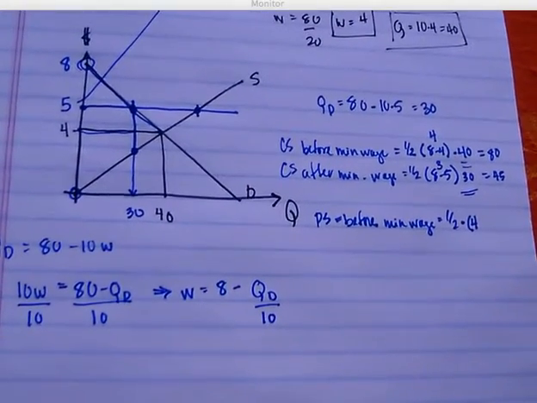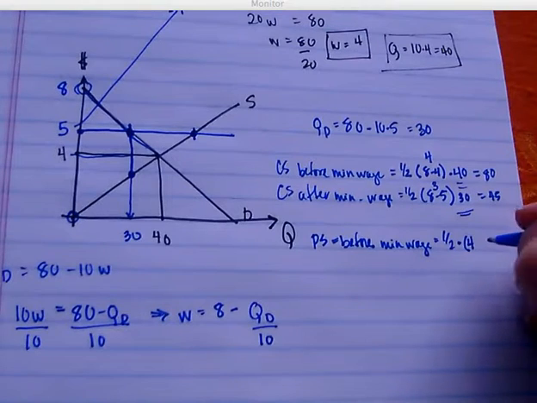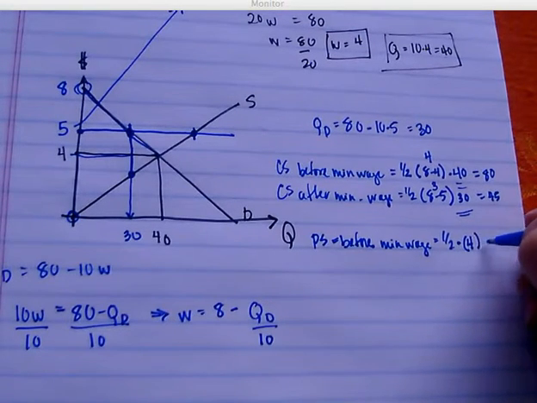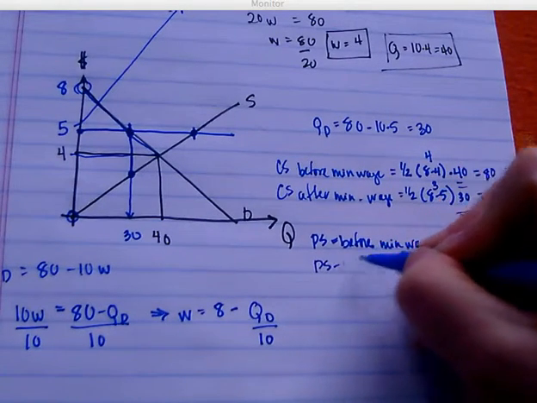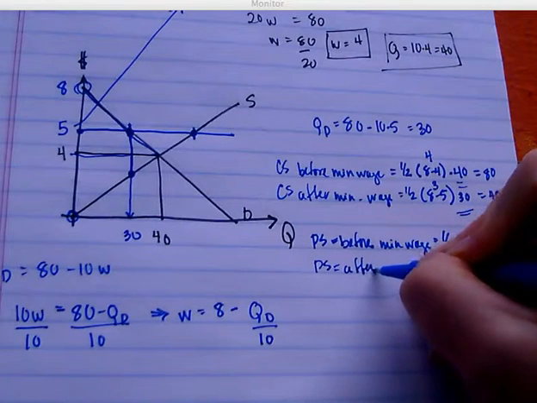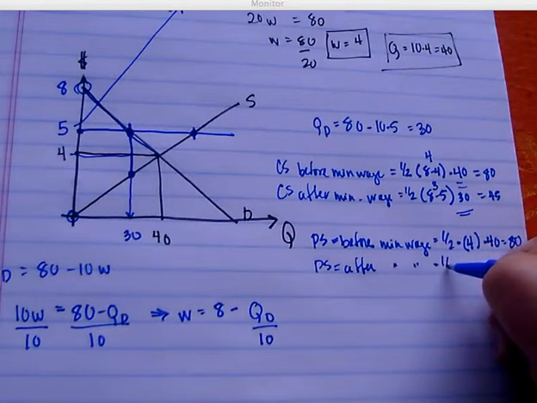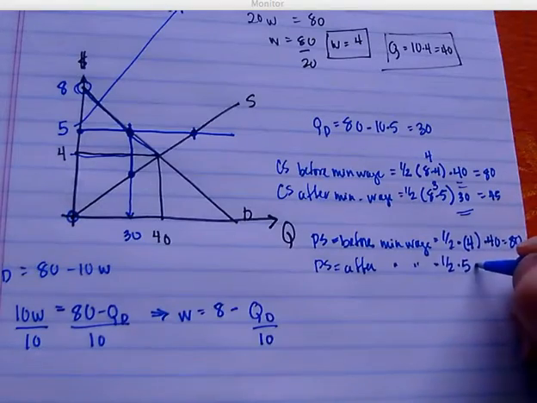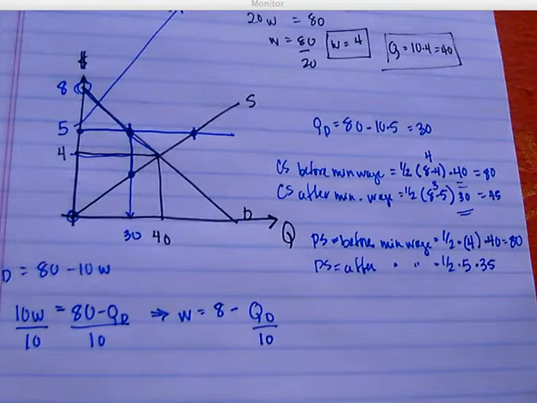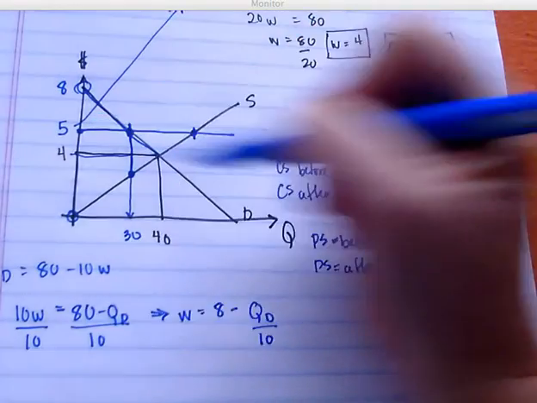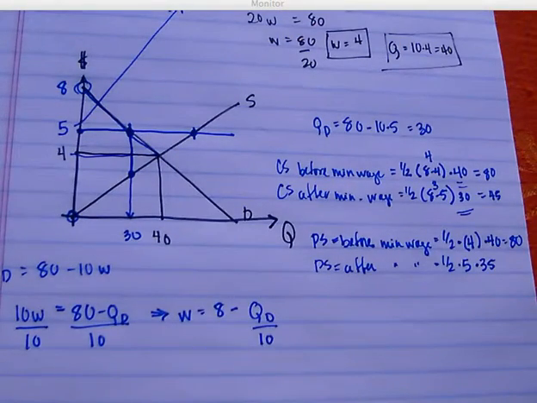So to calculate producer surplus before and after, it's 4 minus 0, or 4, times 40. Once again, that's going to be 80, right? And then the producer surplus after is 1/2 times 5 times 35, right? So it's 5 because we've got this higher number here. But that's actually not true, right? So it's no longer a triangle. So we have to calculate this a little differently.